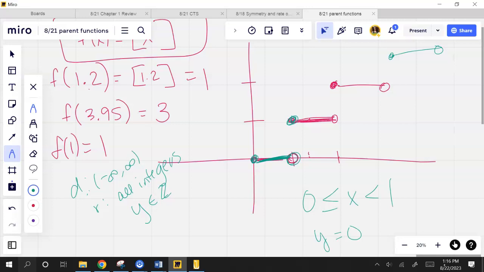How about increasing intervals? I'm going to say none, because each of these pieces of the graph just jumps. It doesn't increase, it just jumps. And it's constant. Jump constant, jump constant, jump constant. So I'm going to say none there. Decreasing, definitely none, right?